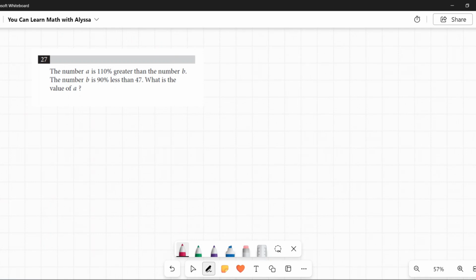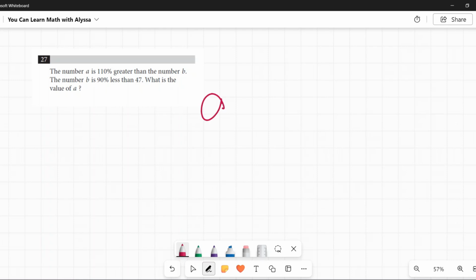All right, last one. You made it to the end. Number 27. The number A is 110% greater than the number B. The number B is 90% less than 47. What is the value of A? Let's write some equations for this. The number A is. When you see that is, the vast majority of the time, I can't think of an exception offhand, it means equals.